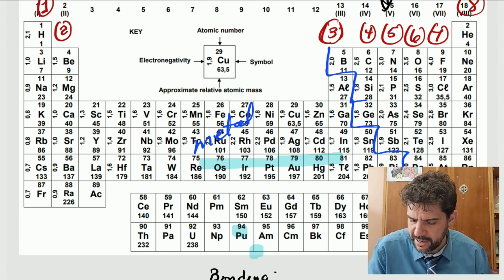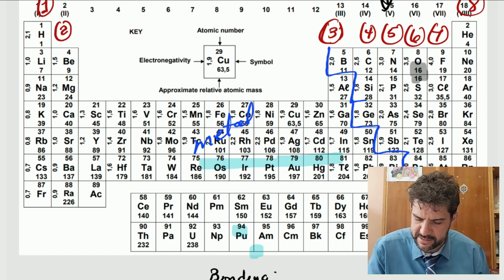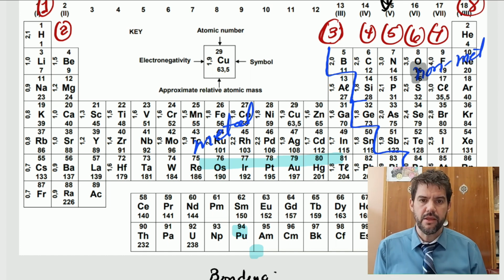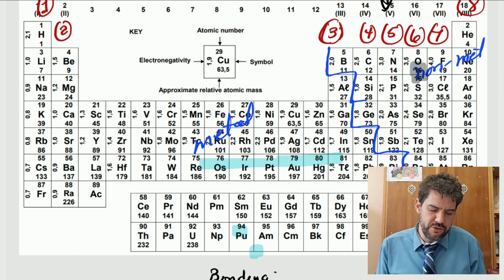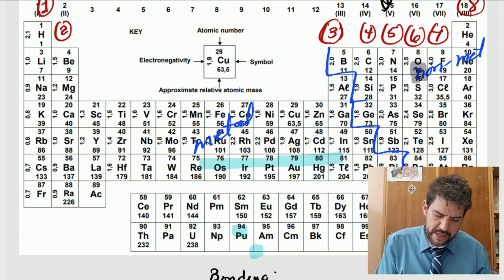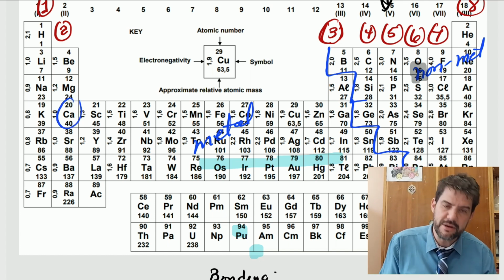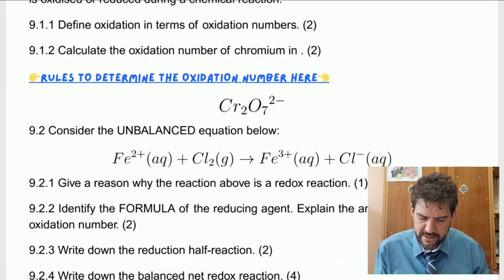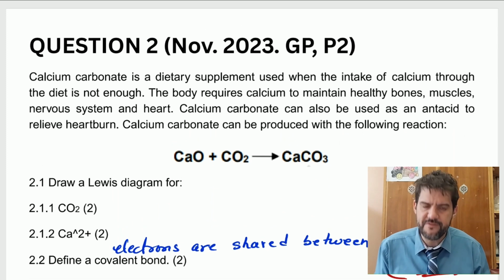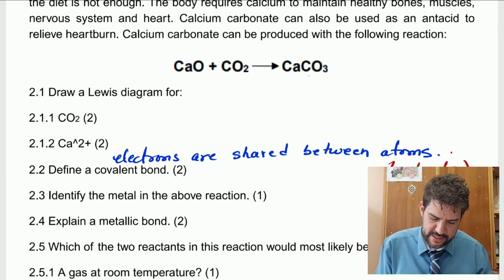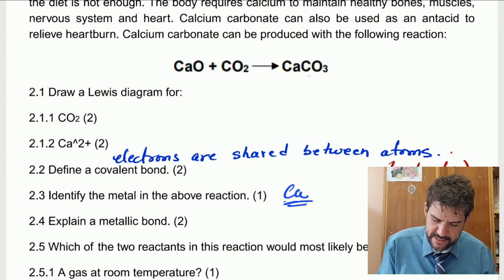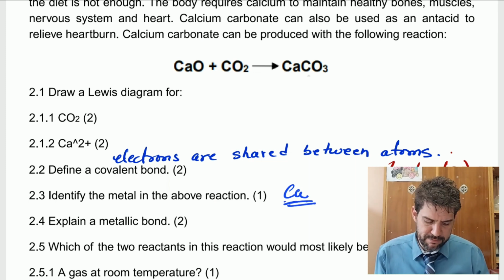And these ones are non-metals on the right-hand side. Non-metals. So that one is known by you. It's just memory, guys. Calcium is right here. It's element number 20. It is a metal, so there's not much to say. It's really a free-for-all mark, this one. Identify the metal. That one is Ca. That is the metal. Explain metallic bonding.